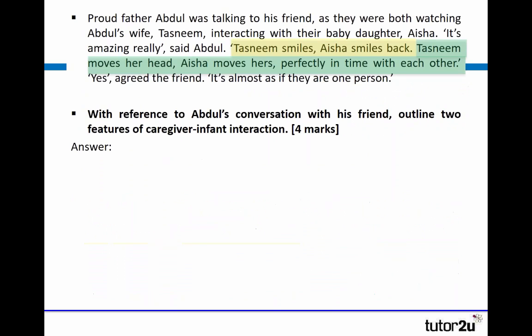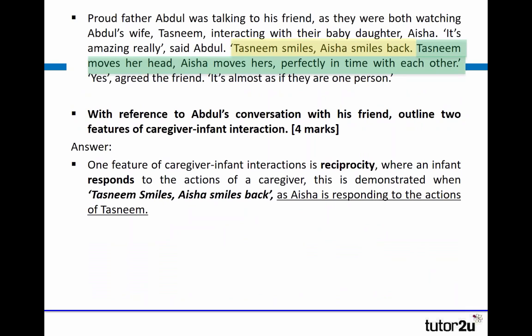Let's just see how that might look in an answer. So if we were answering that question, what we'd want to say is one feature of caregiver-infant interactions is reciprocity. We've stated what it is. Go on to define that. This is where an infant responds to the actions of a caregiver.